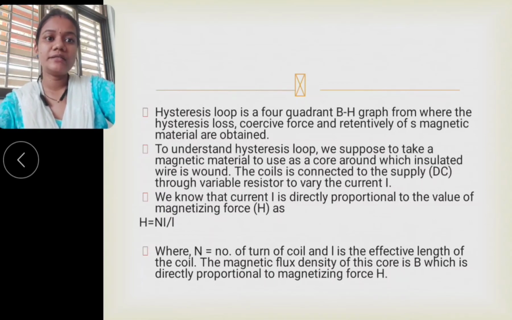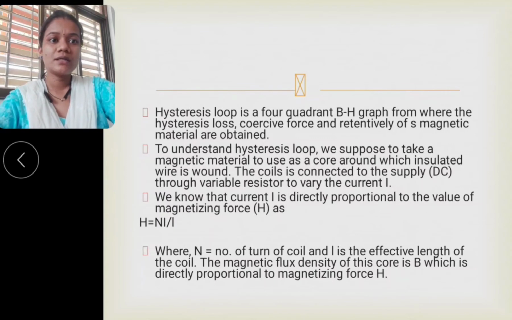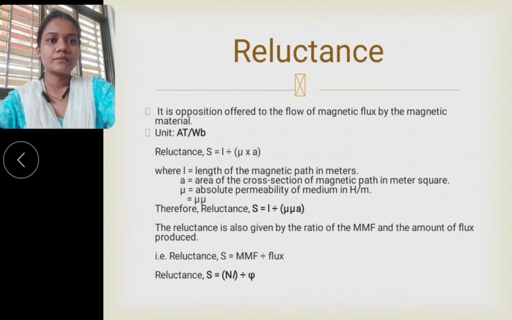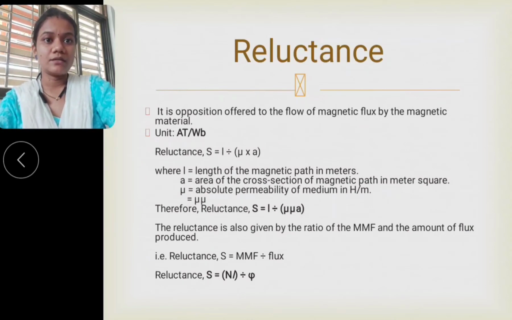Where N is the number of turns and I is the current, the magnetic flux density of the core B is directly proportional to the magnetizing force. Now the next parameter is reluctance. It is the opposition offered to the flow of magnetic flux by the magnetic material.